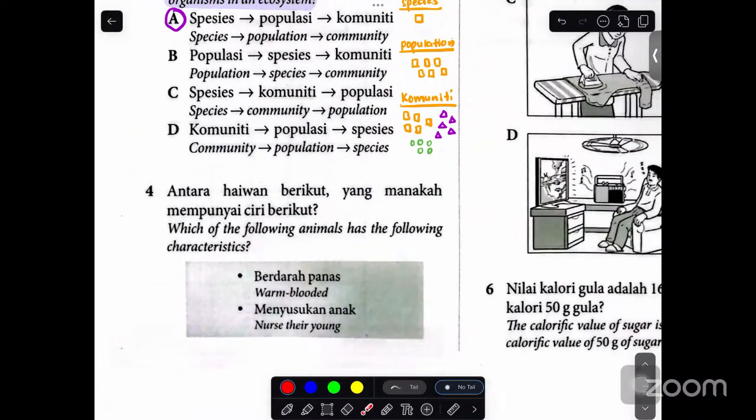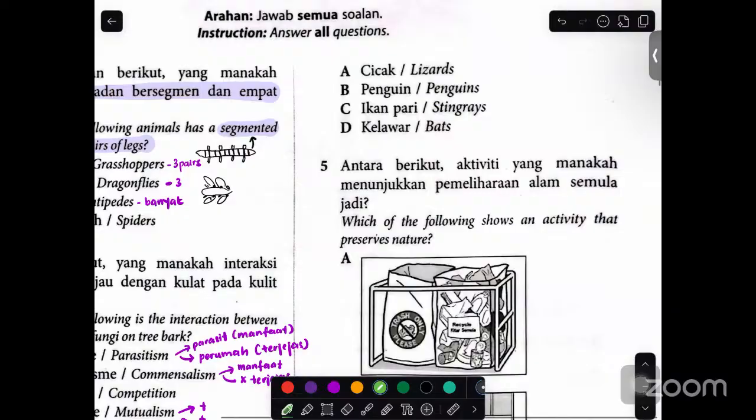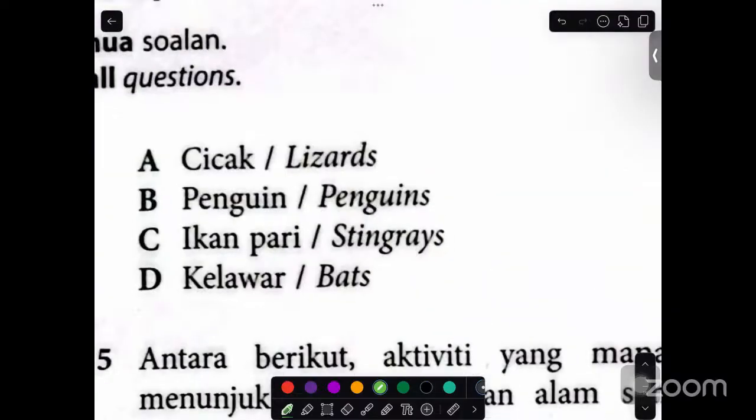Antara berikut yang manakah mempunyai ciri-ciri berikut? Warm-blooded, menyusukan anak. The keyword, the clue here, menyusukan anak. So easy. Yang mana tu? Warm-blooded and menyusukan anak. Berdarah panas, menyusukan anak. Betul, kelawar. Okay, kelawar adalah mammal. Ini adalah mamalia. Senang.